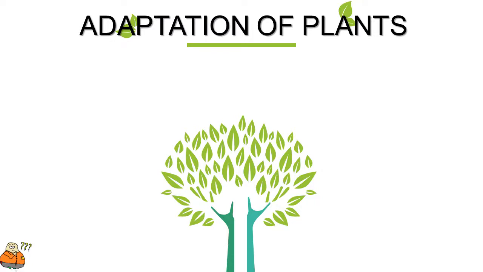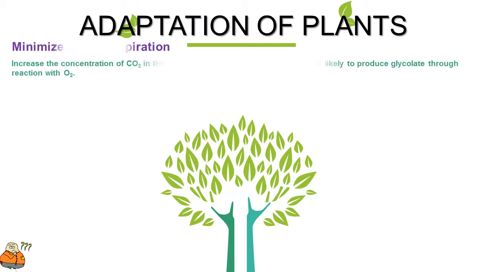Recall that photorespiration occurs due to the accumulation of oxygen molecules and decreased carbon dioxide molecules that results as stomata close. Plants that live in a hot climate are at risk of photorespiration, and they have evolved methods to avoid photorespiration by maintaining a high concentration of carbon dioxide. In order to minimize photorespiration, plants need to increase the concentration of carbon dioxide so that the Rubisco enzyme is less likely to produce glycolate through combination with oxygen.